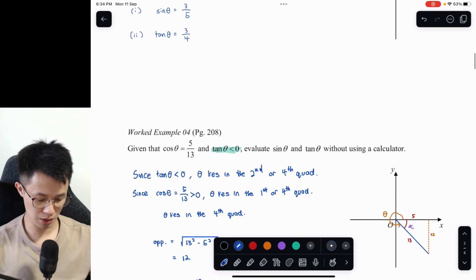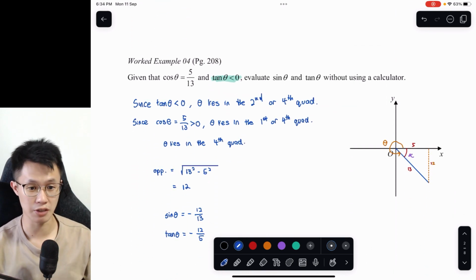given information and finding values of the trigonometry ratios. Thank you.